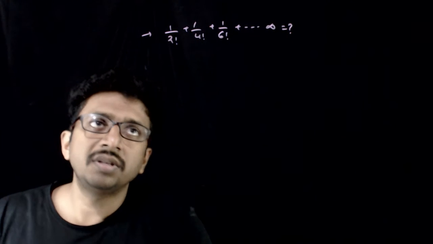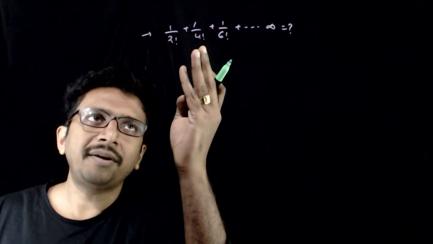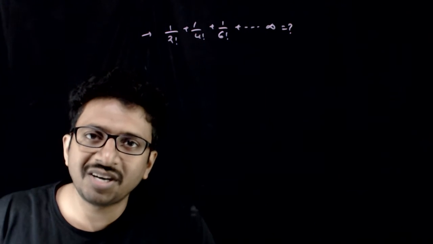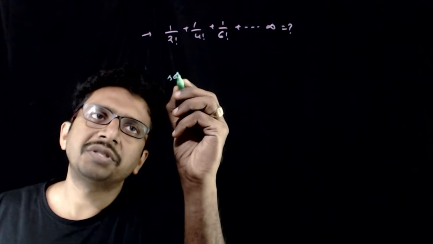So welcome students. In this question you're asked to find the summation. Again you have 2 factorial, 4 factorial, 6 factorial in the denominator. So mostly this summation is related to the expansion of e power x, right? So how do we solve this?